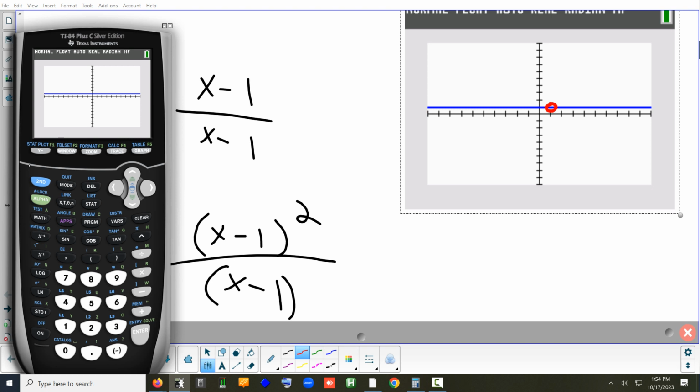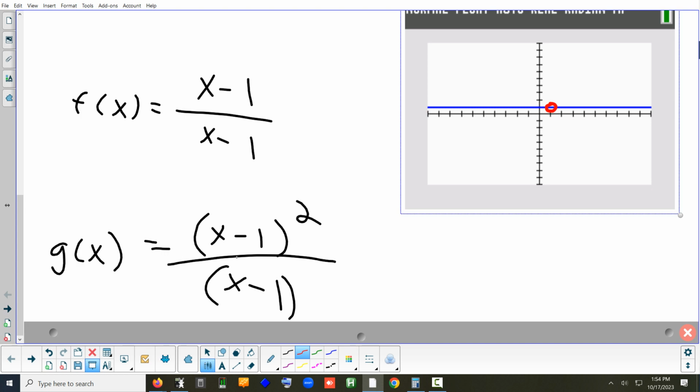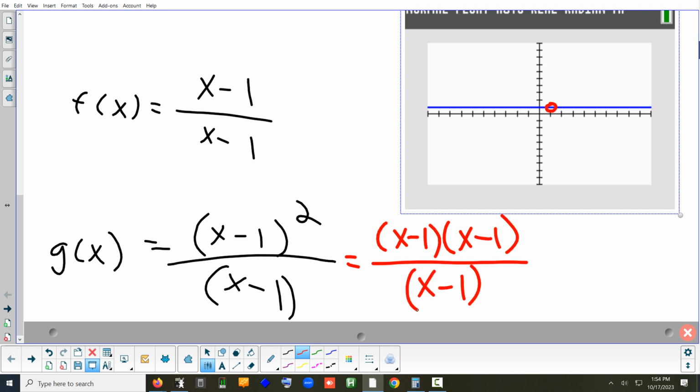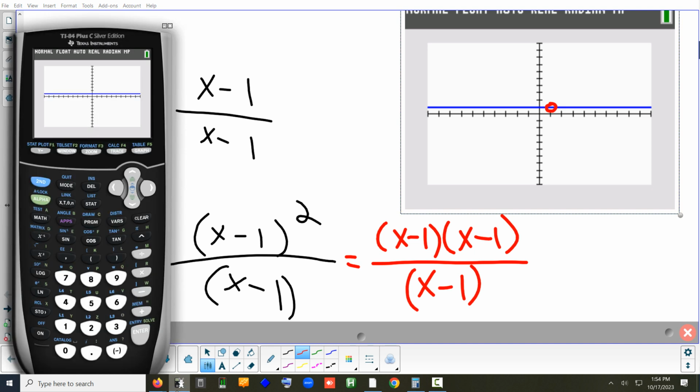What do you think? Is it vertical asymptote? Well, what does this mean? x minus 1 squared. If you wrote that out, x minus 1 times x minus 1, it means x minus 1 times x minus 1 over x minus 1. Do the numerator and denominator have a common factor? Yes, they do. So that means you're going to get a hole in the graph.